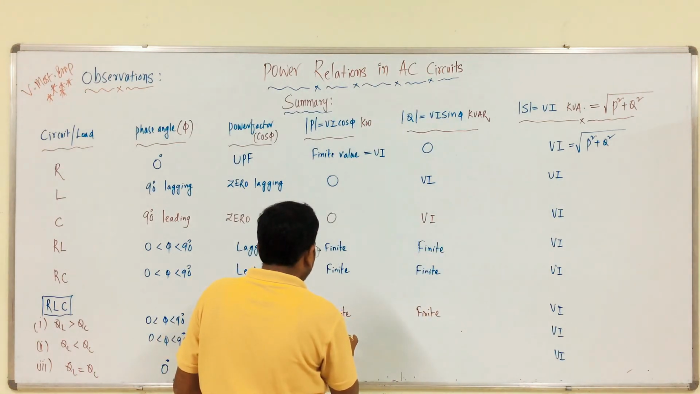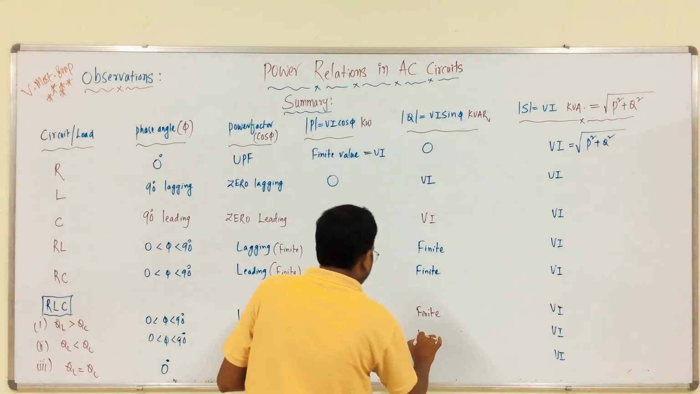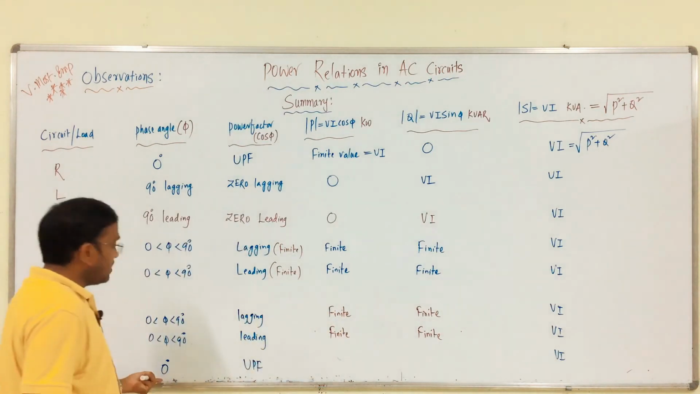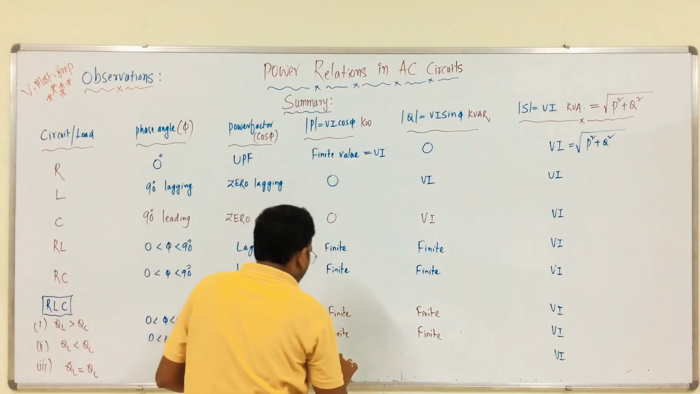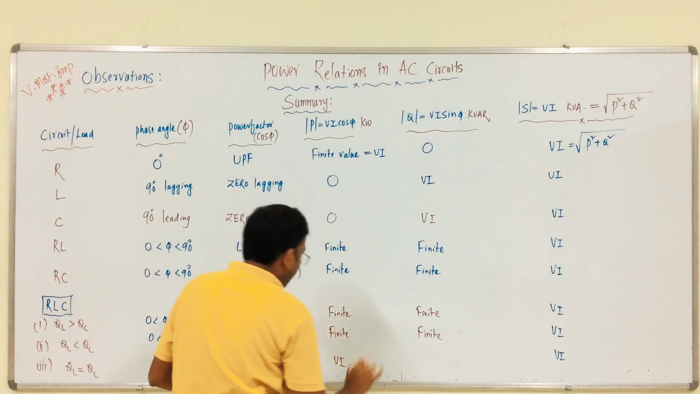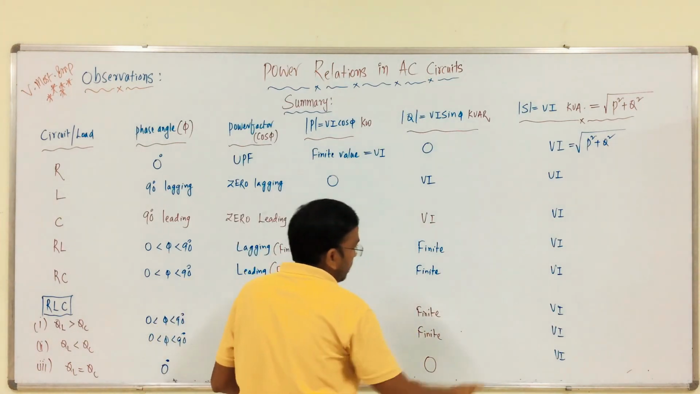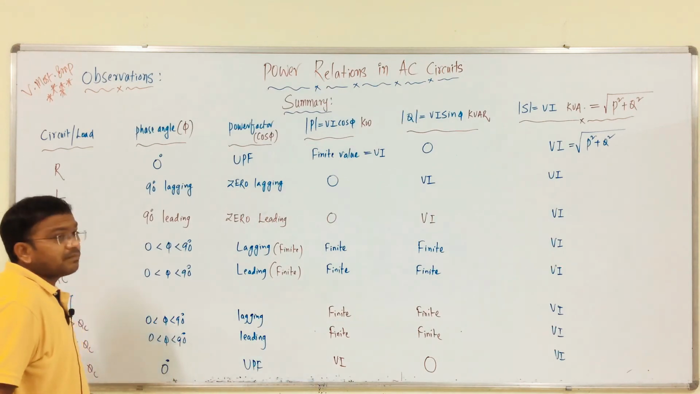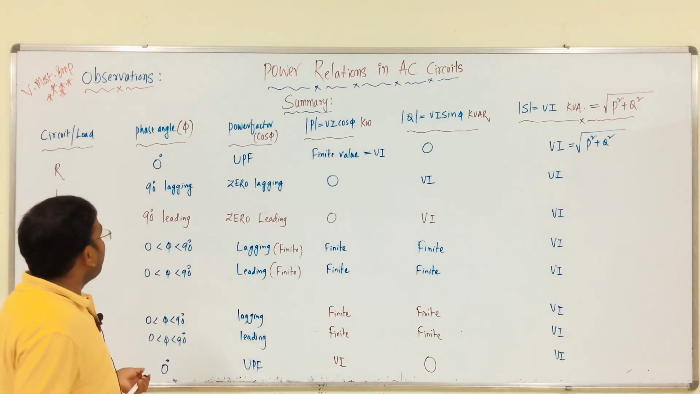Again here also a finite value of active, a finite value of reactive power. But in this case cos phi is 0, VI cos phi, we are having VI. Coming to this case, this is 0, but in any case S is equal to VI. Okay, this is about the summary of all types of load.